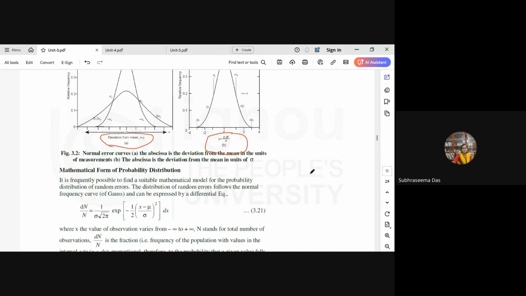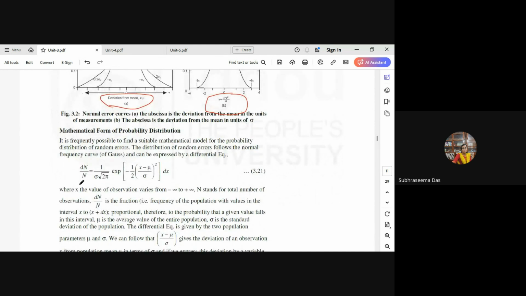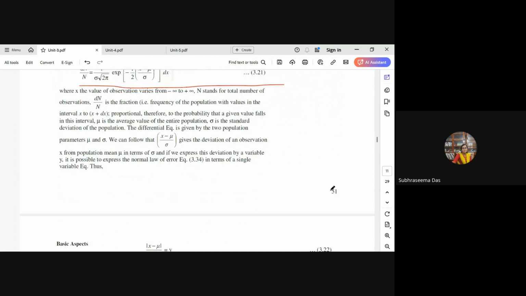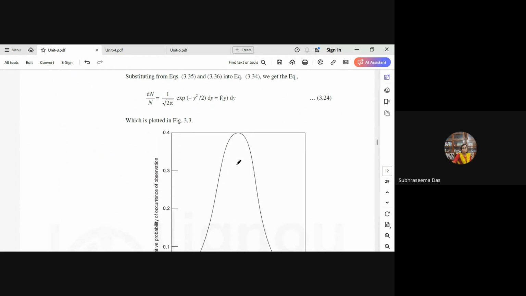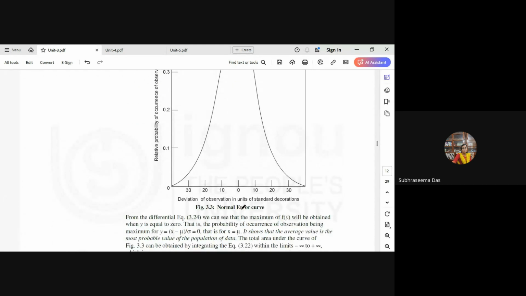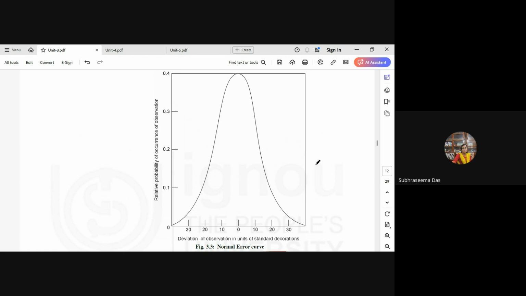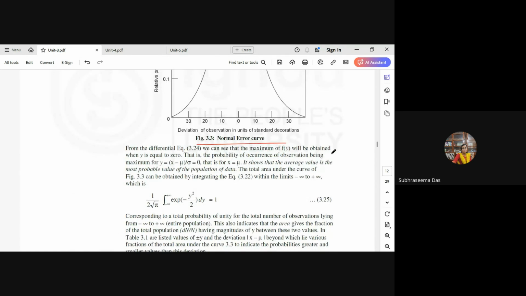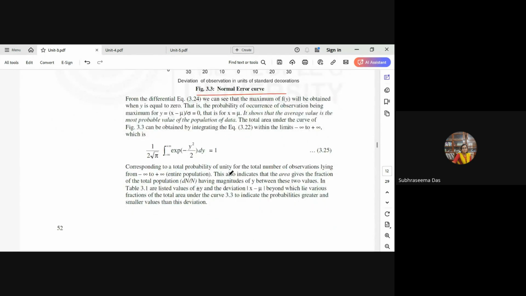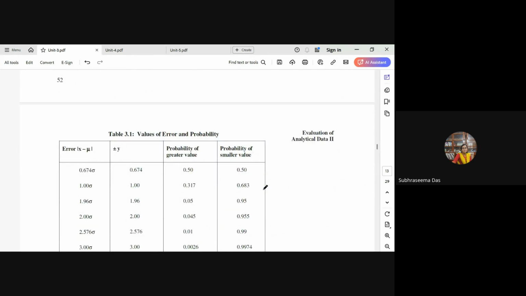Now, the mathematical form of the probability distribution is given by equation 3.21, and following this equation we come to the plot shown in figure 3.3. So this is a normal error curve. On the x-axis we have the deviation of our observations, and on the y-axis the relative frequency. This plot shows the average value, where the maximum population, the probable value, occurs. So this is what we call a Gaussian distribution curve.